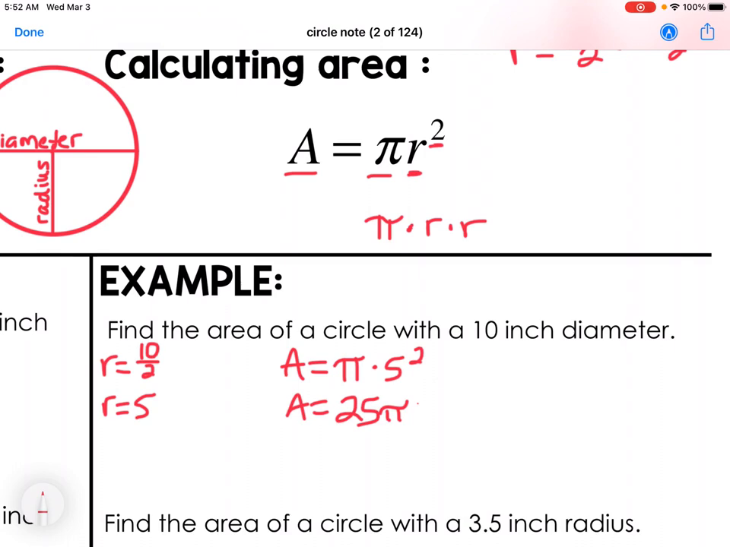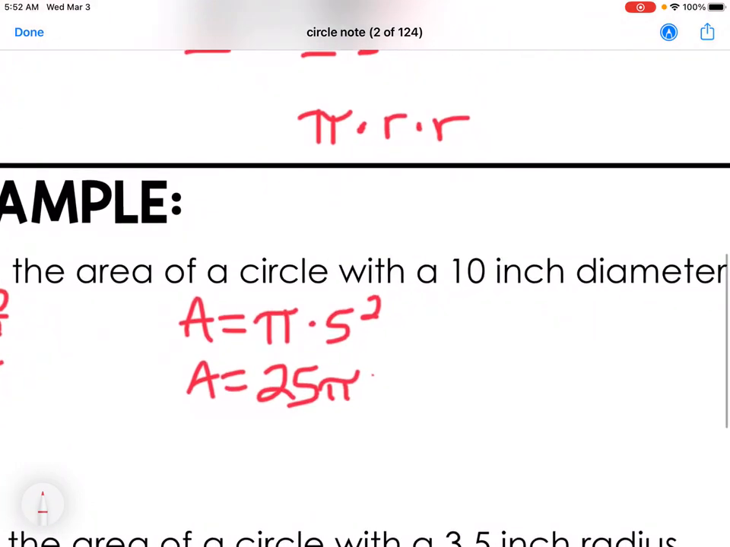So if I wanted the exact area, I would leave it as 25 pi square inches. Or if I wanted to go ahead and multiply that out, it would give me an approximate area of 78.5 square inches.